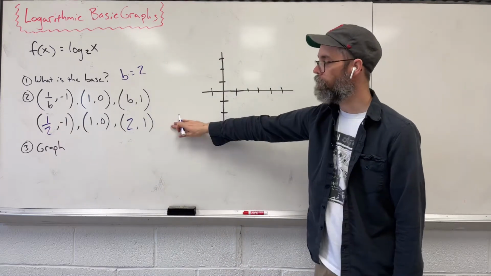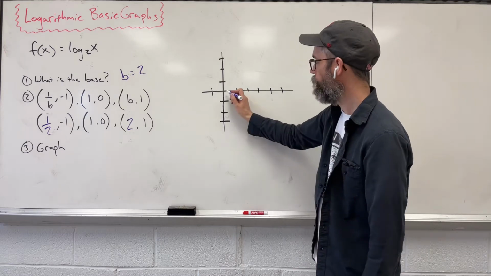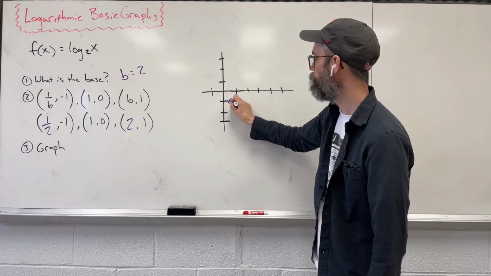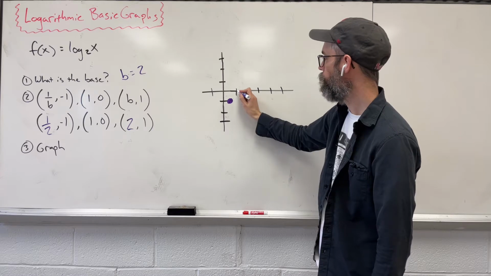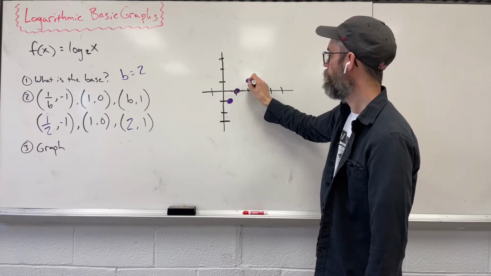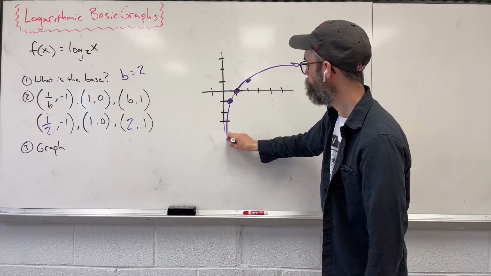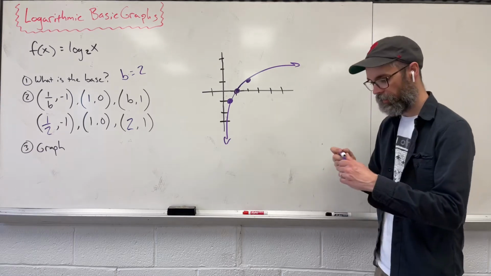Now I want to take these three coordinates that we just created and just graph them. Okay, so we're going to go over a half, we're going to go down 1. We're going to go over 1, up 0. We're going to go over 2, up 1. Now this graph generally always performs and behaves in the same way.